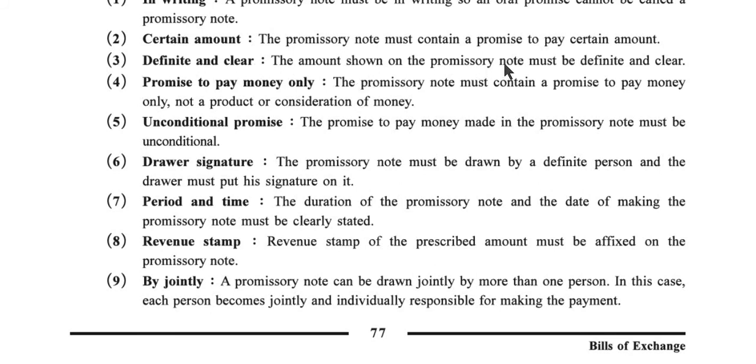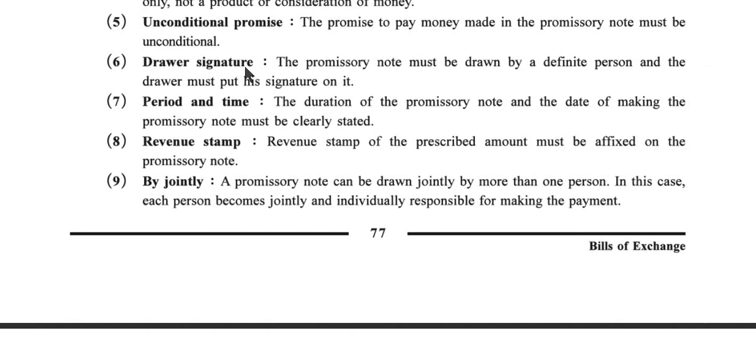The amount shown on the promissory note must be definite and clear. Fourth, promise to pay money only. The promissory note must contain a promise to pay money only, not a product or consideration of money. Fifth point, unconditional promise. The promise to pay money made in the promissory note must be unconditional.